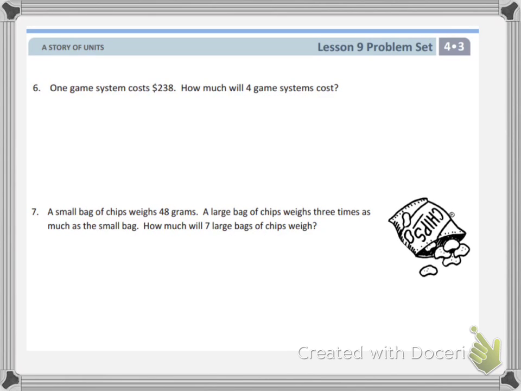And our last problem for this evening, number 7. A small bag of chips weighs 48 grams. A large bag of chips weighs 3 times as much as the small bag. How much will 7 large bags of chips weigh?